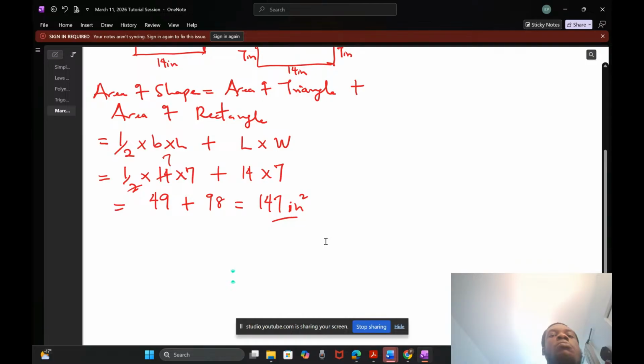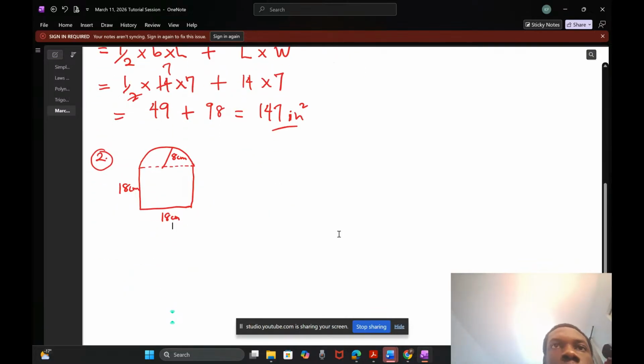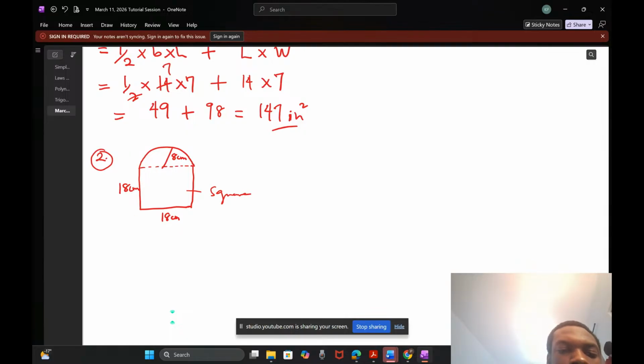The next compound shape is going to look like this. The length of this part is 8 centimeters. This side is 18 centimeters. The length of this side is 18 centimeters. So the height of this shape is 18 centimeters, and the base is 18 centimeters. We can say this is a square. And this is a semicircle. The reason I say it is a square is because all the sides are equal to each other, and then we have a semicircle on top.